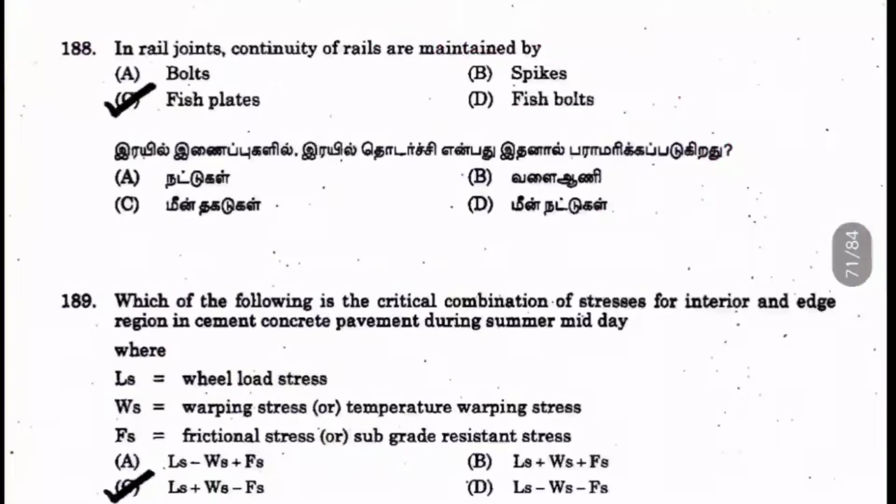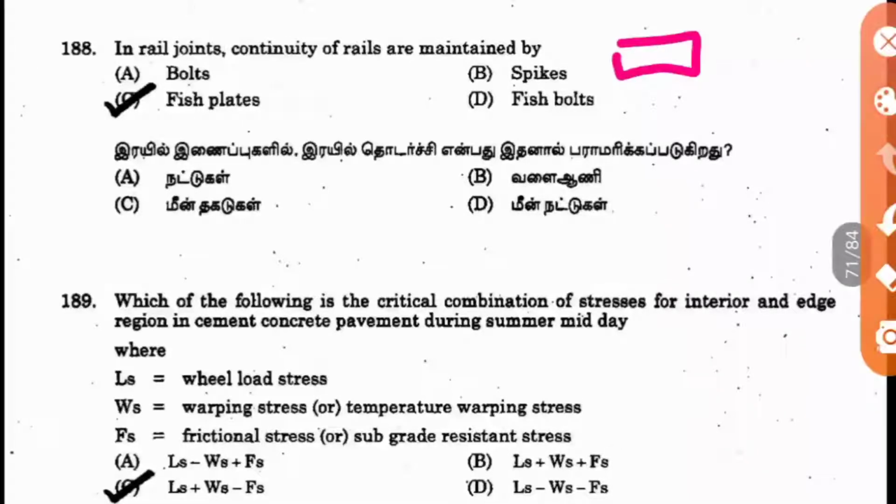188. In rail joints, continuity of rails is maintained by fish plates. It is just like a butt joint only. There will be two plates joining with the butt plate. Like this one rail will be there, and like this another rail will be there. They'll connect the fish plate like this, and they'll be bolting here. So for connection, we use these fish plates. There are different shapes of fish plates also available.